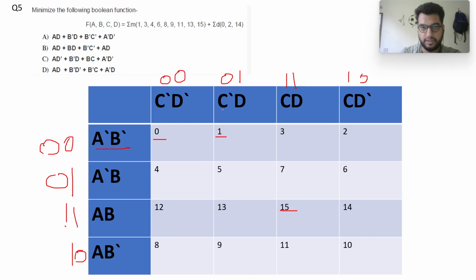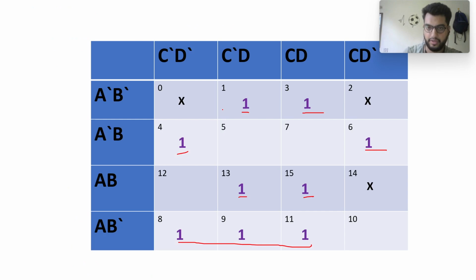And also we have three terms coming out from the don't care conditions that are 0, 2, and 14. So I have marked them with x. The x I have marked with the black shade and the 1 with the violet shade.